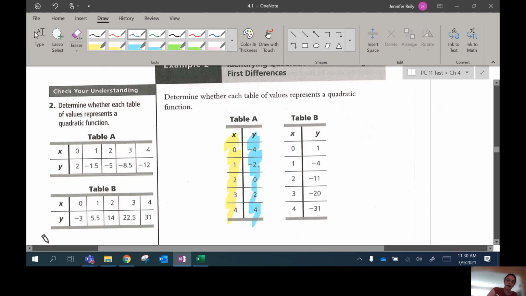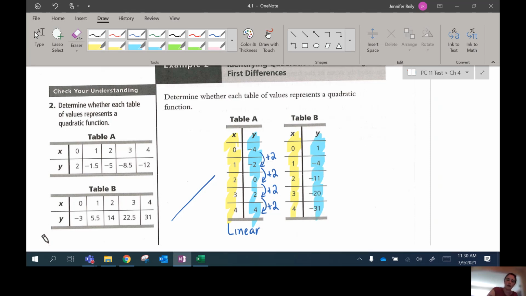So from -4 to -2, that would be an increase by 2. And then from -2 to 0, that would also be an increase by 2. And this keeps increasing by the same amount every time. This would be a linear graph. This would be like a straight line on a graph because the y values are always increasing consistently. So let's look now at table B.